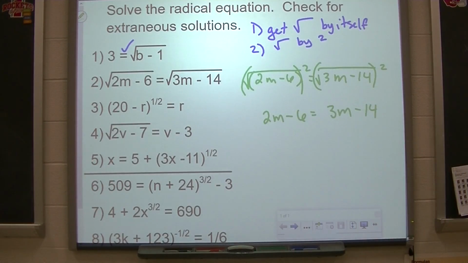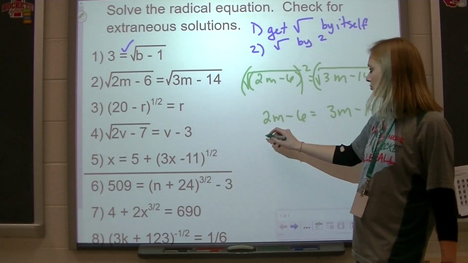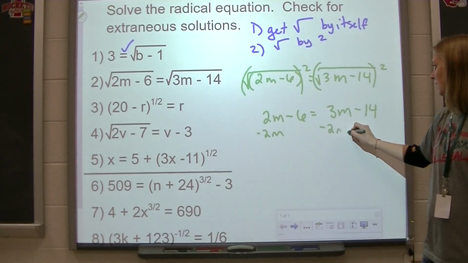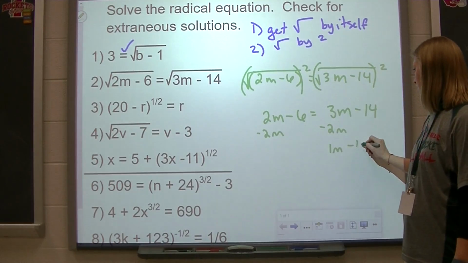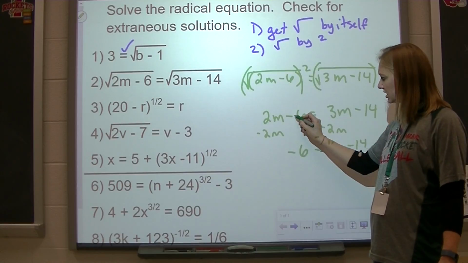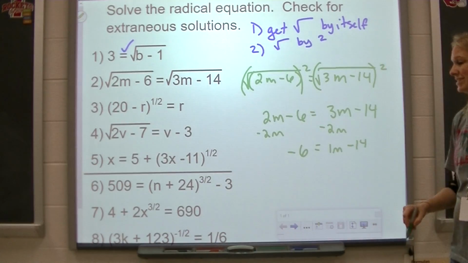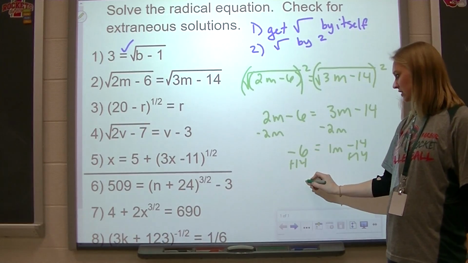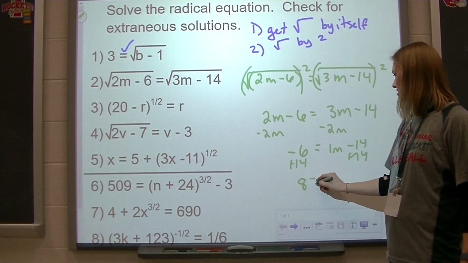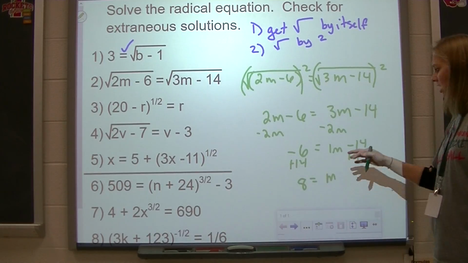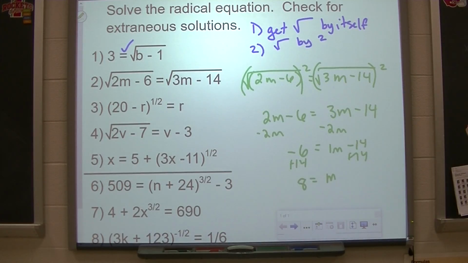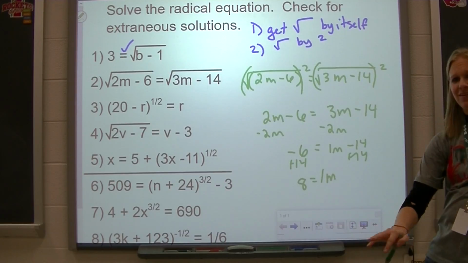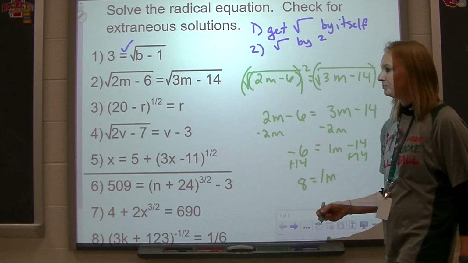And now, once again, it's just a two-step equation that we can solve. So we'll subtract our 2m, and we'll get 1m minus 14 equals negative 6. Remember that negative needs to be brought down. And then we can add 14, and negative 6 plus 14 is 8. And so we'll get 8 equals 1m, or 8 equals 1m if you want. I know a lot of you divide by 1, and we'll get m equals 8 still.